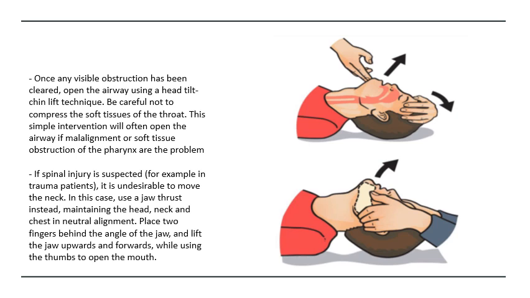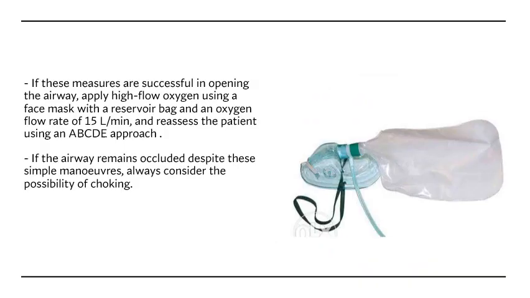So if a spinal cord injury is suspected, it's undesirable to move the neck. In this case, use a jaw thrust instead, maintaining the head, neck, and the chest in neutral alignment. We have to place 2 fingers behind the angle of the jaw and thrust or lift the jaw upward and forward while using the thumbs to open the mouth. If these measures are successful in opening the airway, we have to apply high flow oxygen using a face mask with reservoir bag at an oxygen flow rate of 15 liters per minute, then reassess the patient using the ABCDE approach.